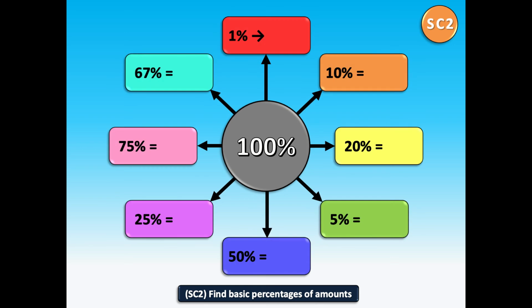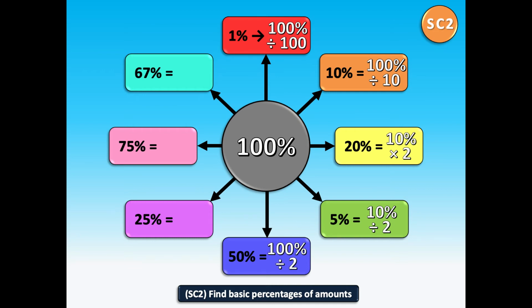So if we want to find 1%, we need to divide 100% by 100. To find 10%, we divide 100% by 10. To find 20%, we can double 10%. To find 5%, we can half 10%. To find 50%, we half 100%.